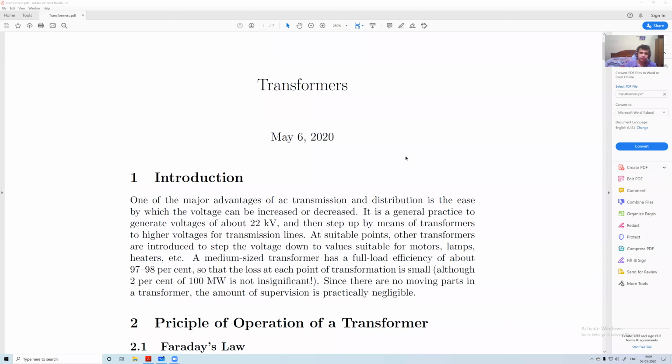Okay, great. So today is the last topic of the electrical part, and that is transformers.